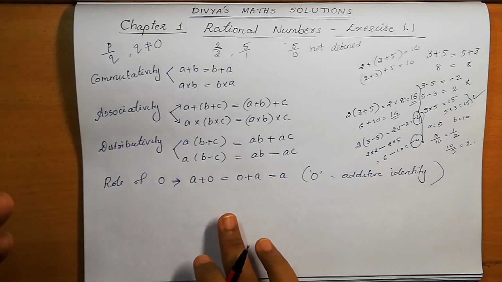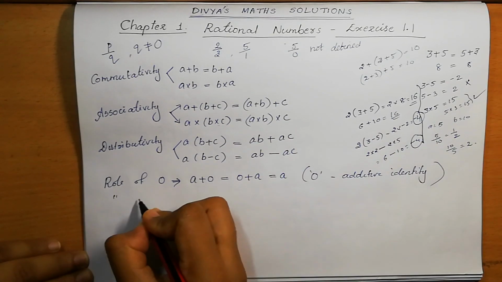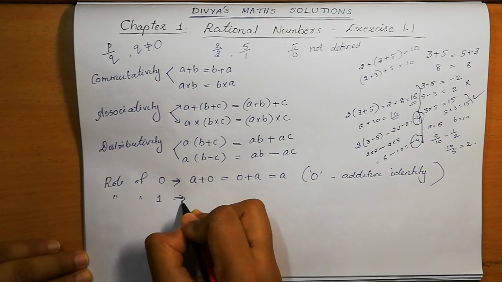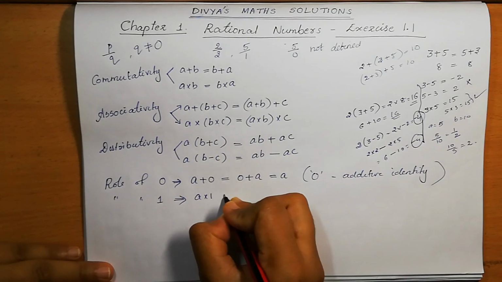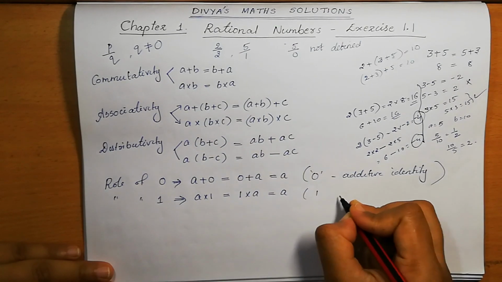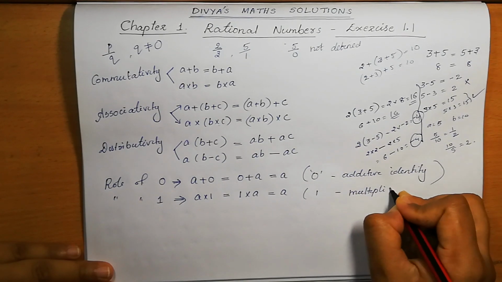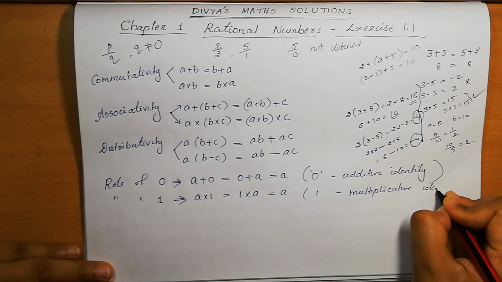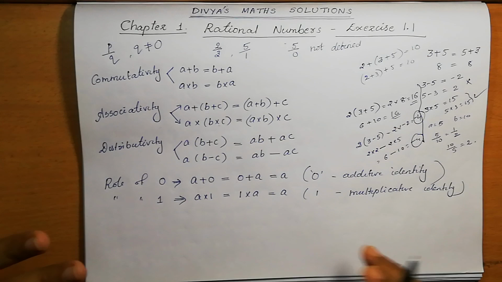Then multiplicative identity is also there. What is the multiplicative identity? 1 only. Correct. If you are multiplying a number with 1, that number itself is the answer. That is the role of 1. Role of 1 or multiplicative identity, both we can say. So A into 1 equal to 1 into A equal to A only. This 1 is called a multiplicative identity of a rational number or integer or whole number. Anything we can say.